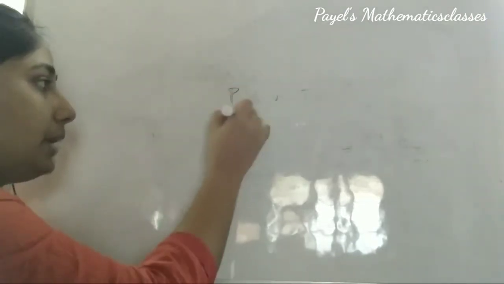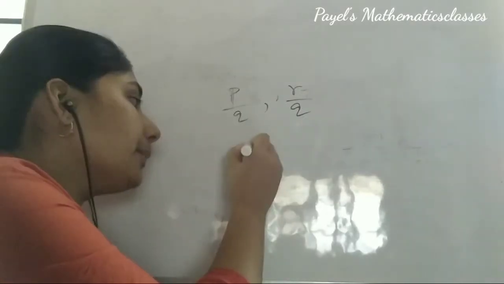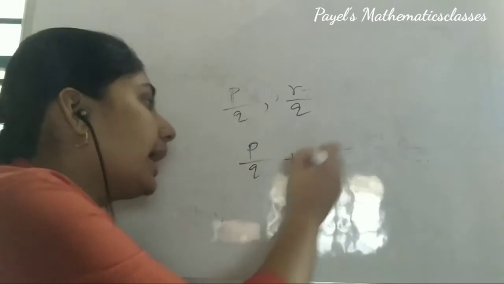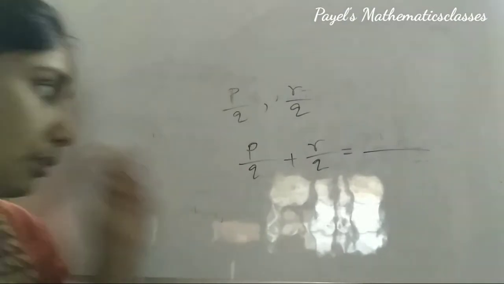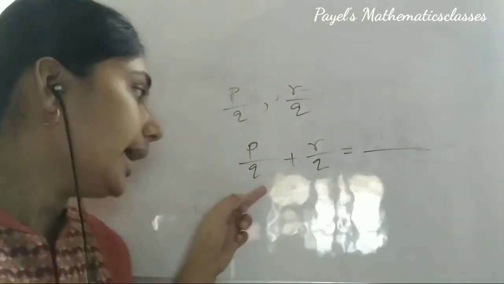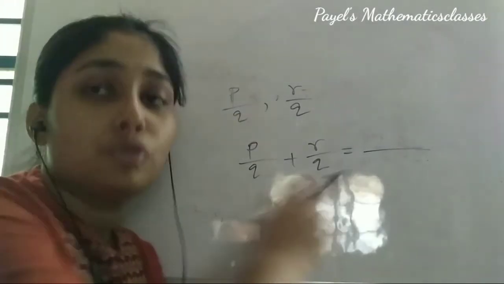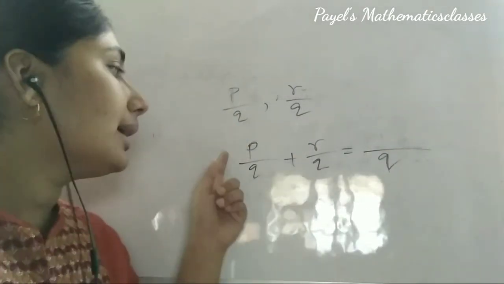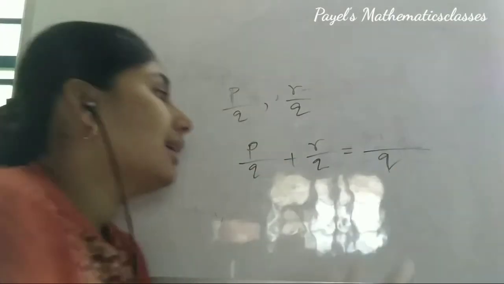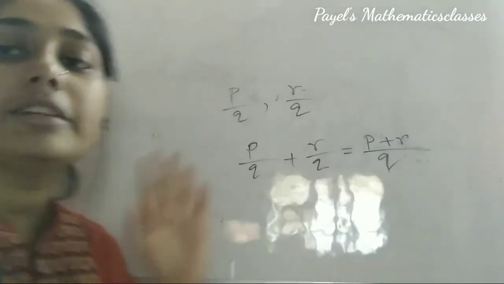So let P by Q and R by Q be two rational numbers. When we put a summation sign between them, we have to calculate the LCM of the denominators. Here the denominators are the same, Q and Q. So the LCM of these two denominators will equal Q. Then we simply put the P and R in this way, P plus R. Okay, done. This is the first case.